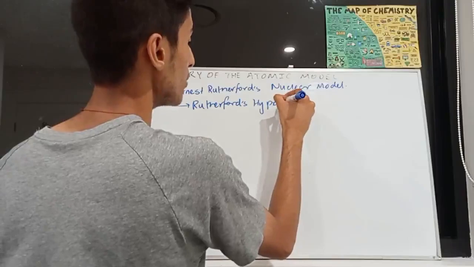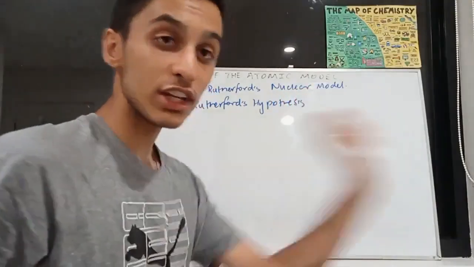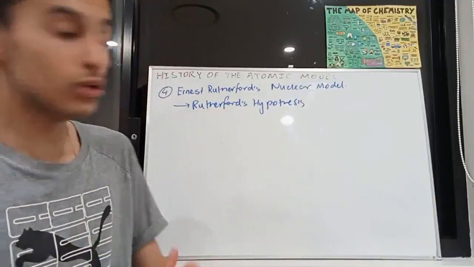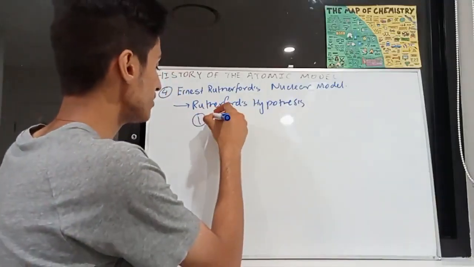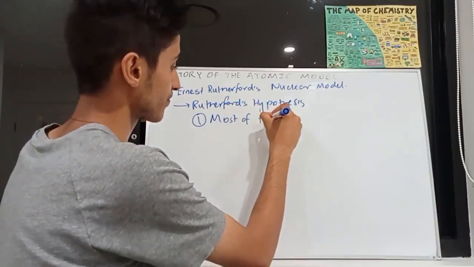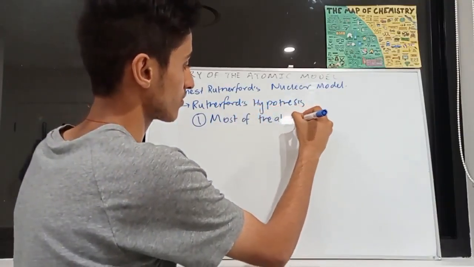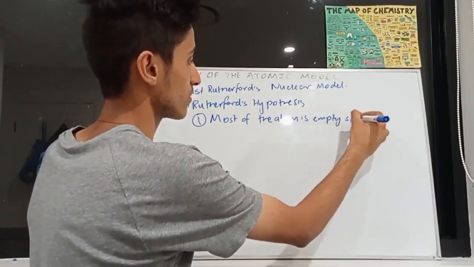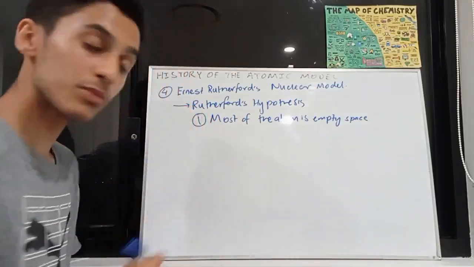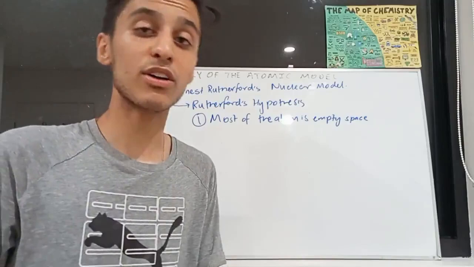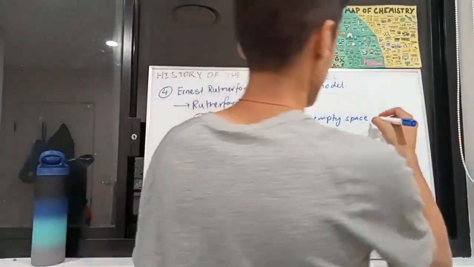Now, firstly, we saw that most of the atoms went straight through. They penetrated just straight through. So from that, Rutherford concluded that most of an atom is empty space. And why is most of the atom only empty space? Because most of the alpha particles penetrated straight through.